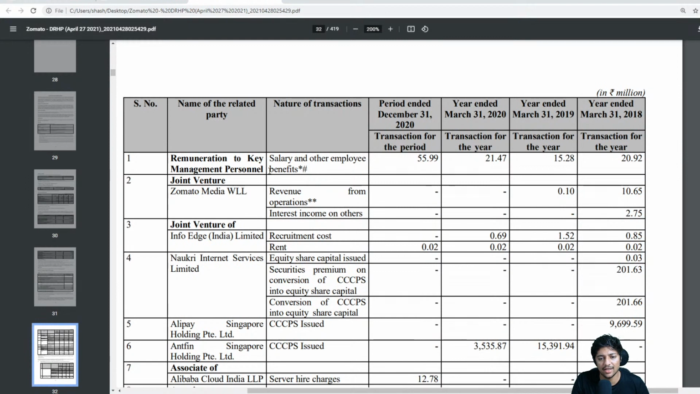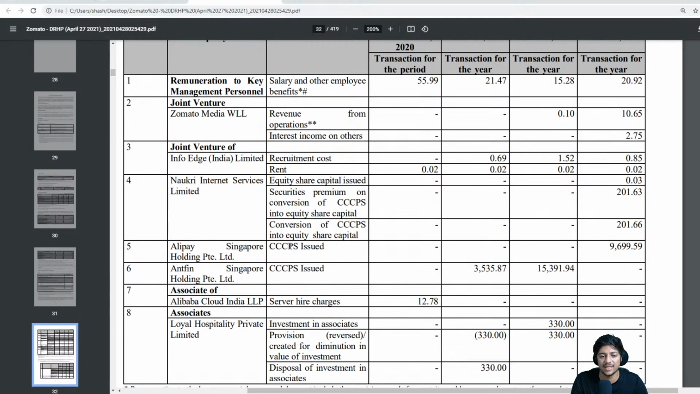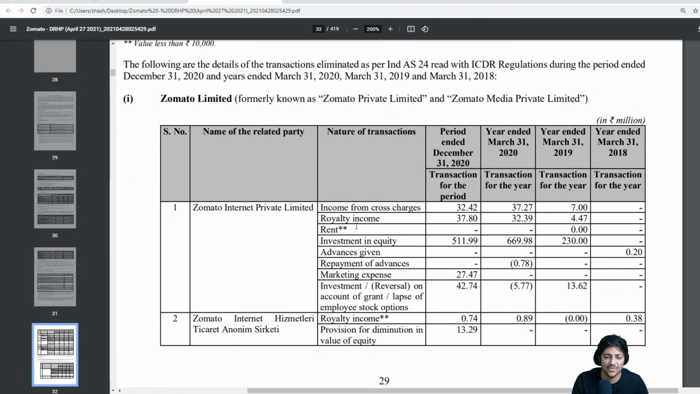Remuneration to key management personnel, which is salary and other employment benefits, is around 5.5 crores. Again, if you want to read it, you can. If you don't want to read it, you can just walk away. But this is something you can see with respect to money. See, CCPS issued. CCPS is compulsory convertible preference shares. You can keep going through that.